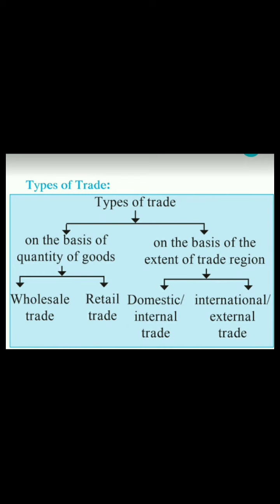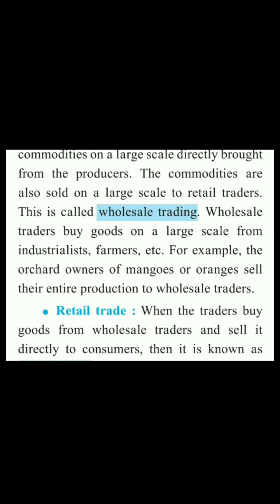We are on lesson number 9, trade. After having seen what is visible and invisible trade, we come to different types of trade. Now types of trade can be of two types, that is on the basis of quantity of goods and on the basis of extent of the region. On the basis of quantity of goods, it can be wholesale trade and retail trade, and on the basis of extent of the region, it is domestic and international trade. Domestic trade is also called internal trade and international trade is also called external trade. Let us see each of them in detail.